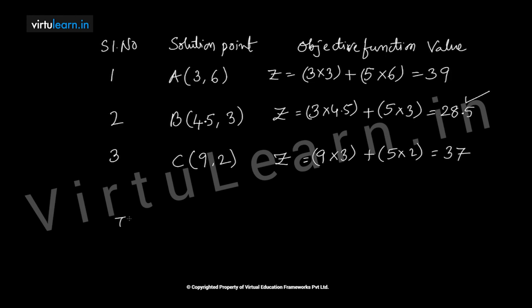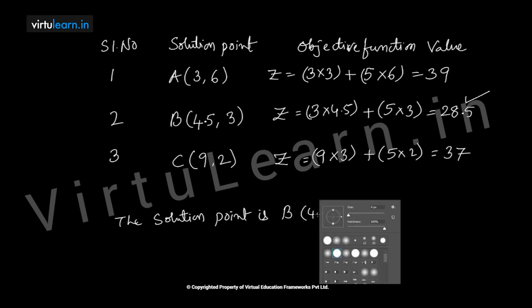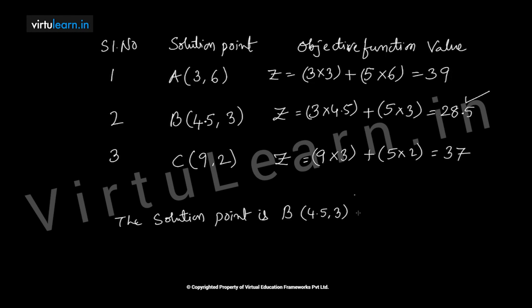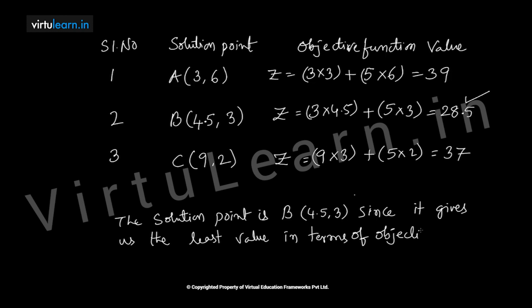Among these, B gives us the lowest value. So the solution point is B, 4.5, 3, since it gives us the least value in terms of the objective function. So this is the solution.